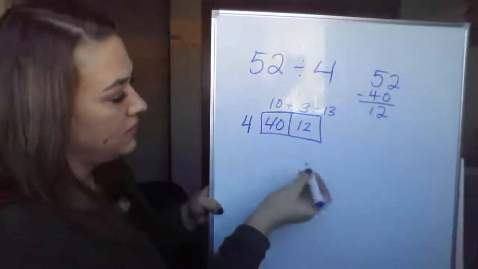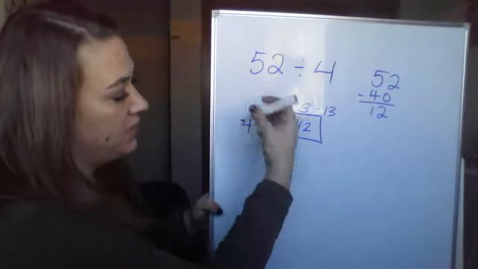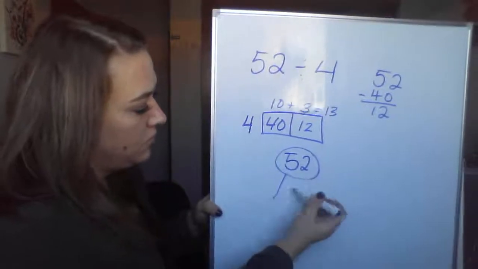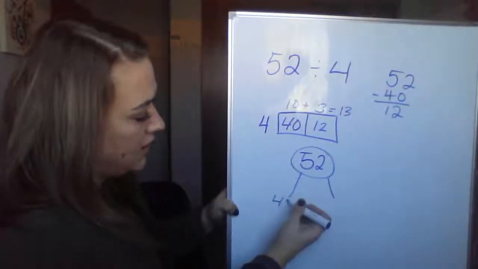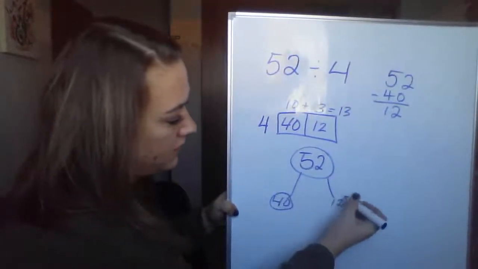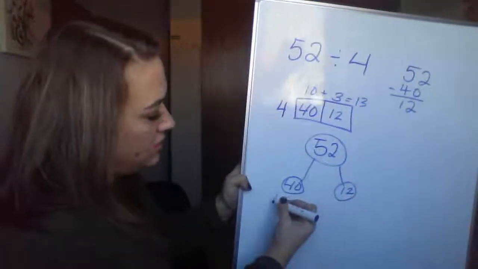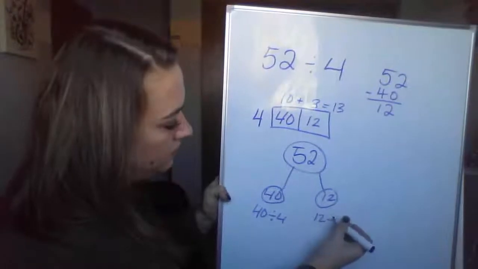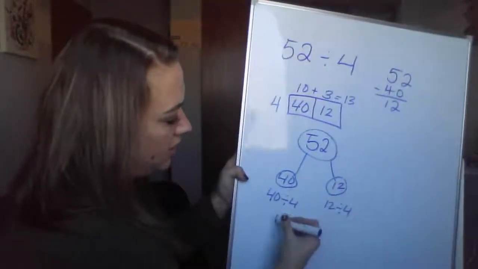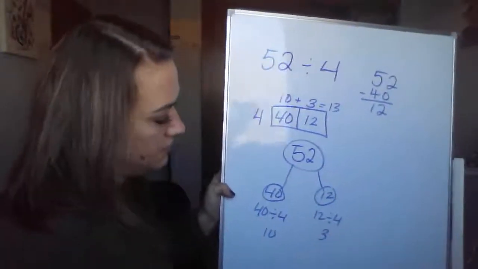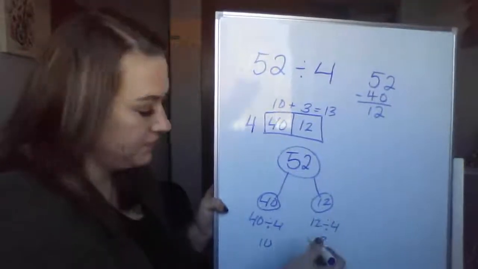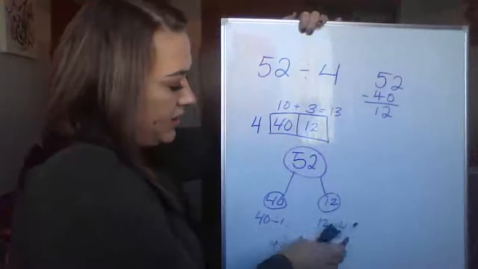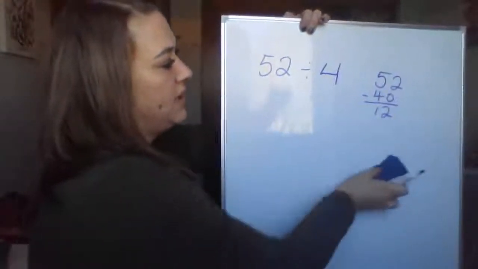Okay. So then if we kind of represented that in our number bond, we have 52. We broke that into 40 and 12, and we divided each of those by 4 to get our 13. Okay. All right. Let's see what this is going to look like if we have a remainder.